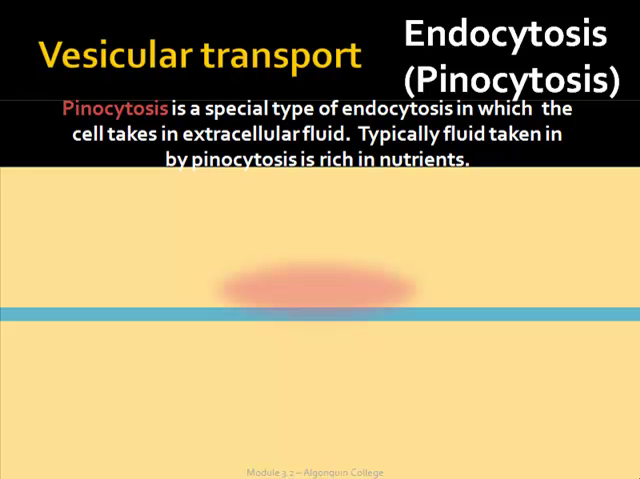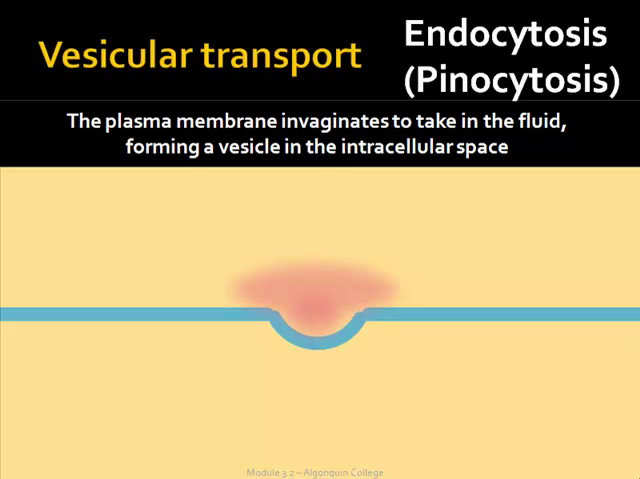Pinocytosis is a special type of endocytosis in which the cell takes in extracellular fluid. Typically, the fluid taken in by pinocytosis is rich in nutrients. The plasma membrane invaginates to take in the fluid, forming a vesicle in the intracellular space.